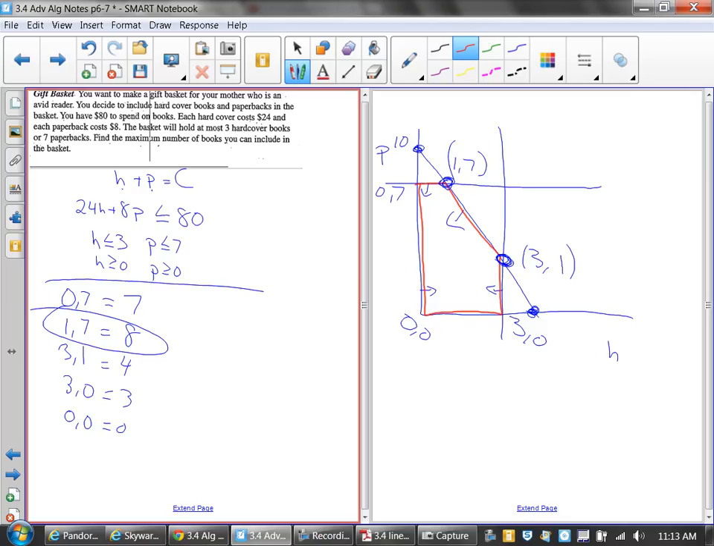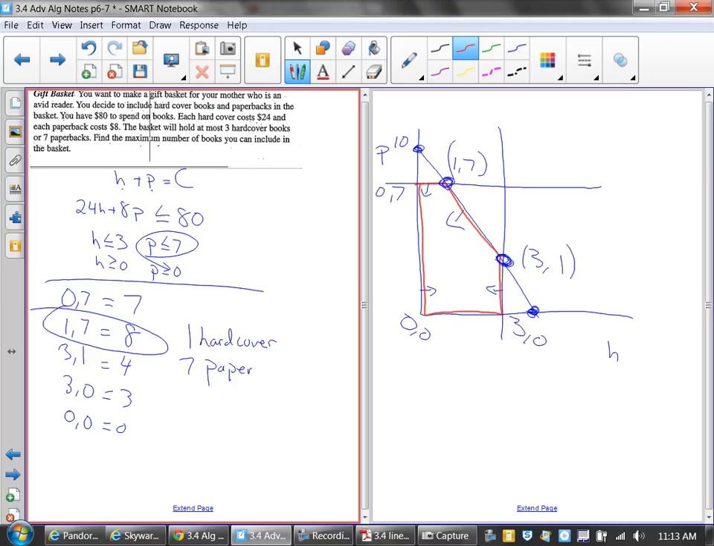100. Perfect. 1 hardcover. Sometimes we only have 7 paperbacks or 3 paperbacks. Up to, including, at most 7. And that's what we do. It's at most 7 is what it said. At most is less than or equal to. But I thought it couldn't have more than 7 paperbacks. Yes, it can hold at most 7. At most means it's including 7.